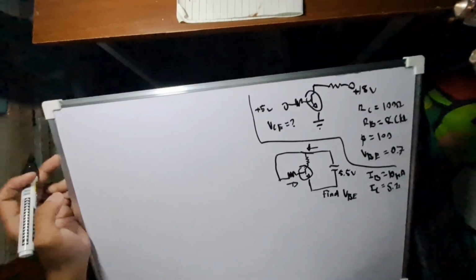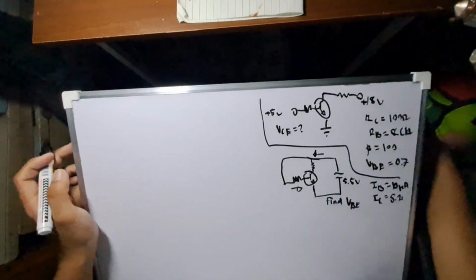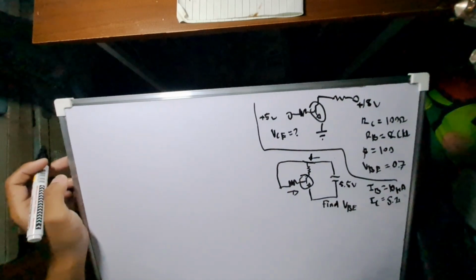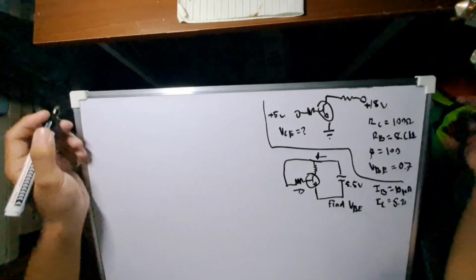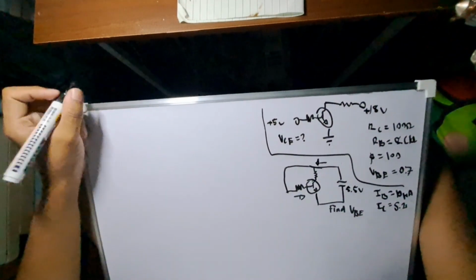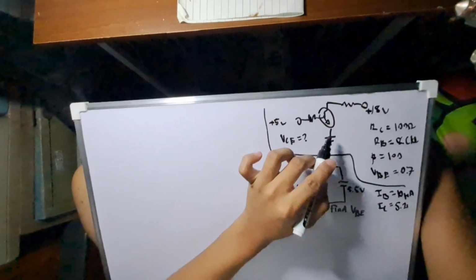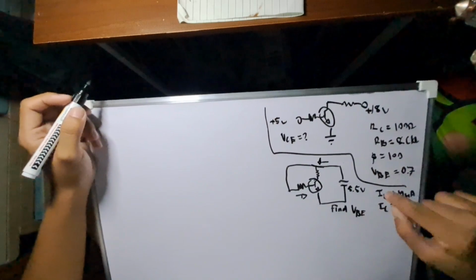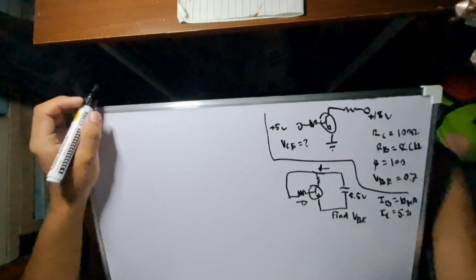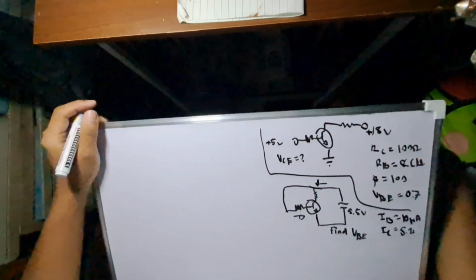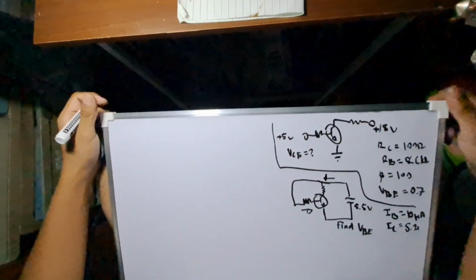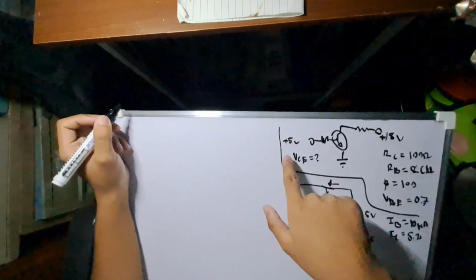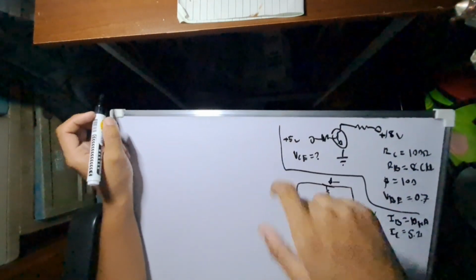So let's have the second problem. We are finding VCE. So let's have, kunin muna natin si base. So given tayo ng VBE. And VBE is 0.7 as long as the transistor is an active component. So may 5 volts tayo.